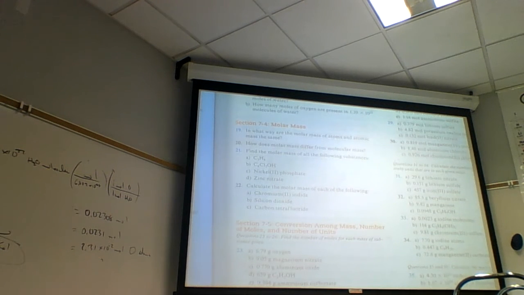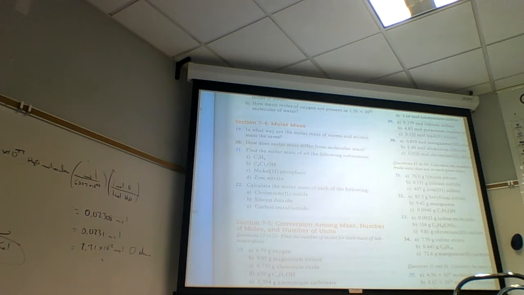Carbon tetrafluoride. What's the formula for carbon tetrafluoride? CF4.